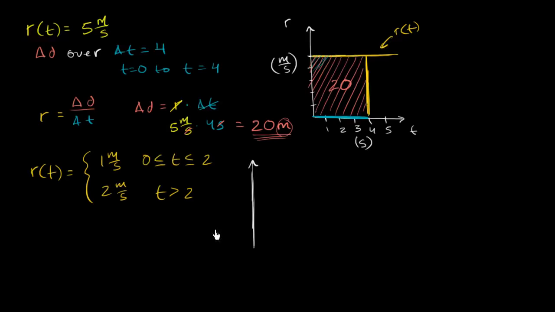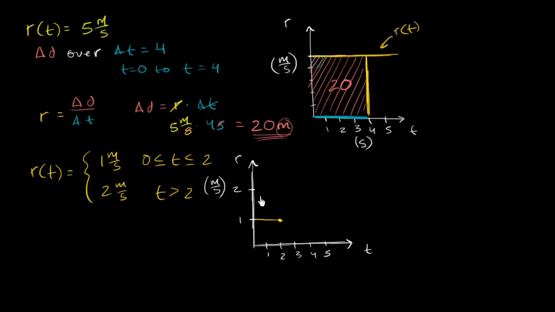So this is 1 meter per second, that is 2 meters per second. It's in meters per second. That's my rate axis, and this right over there is going to be my time axis. They're obviously not at the same scale. 1, 2, 3, 4, 5. And what does this rate function look like? Well, my rate is 1 meter per second between time 0 and 2, including 2 seconds.